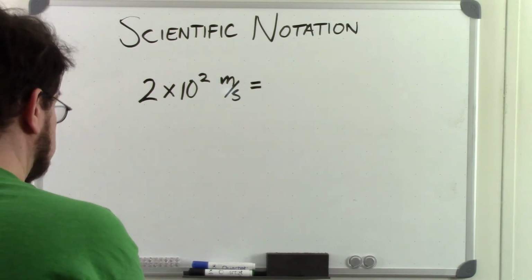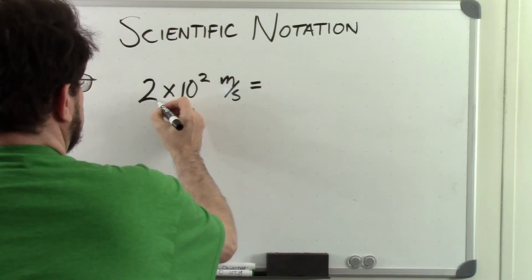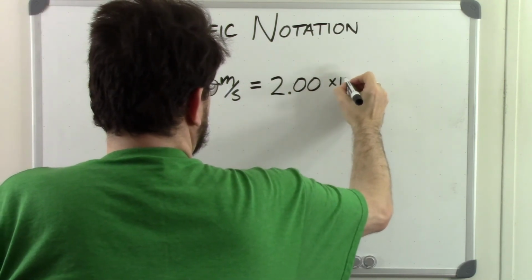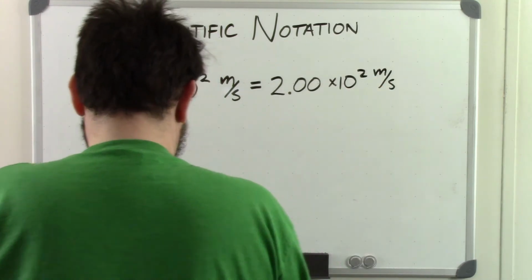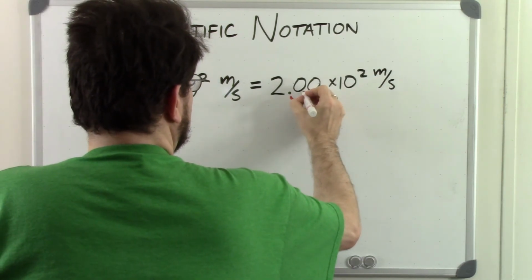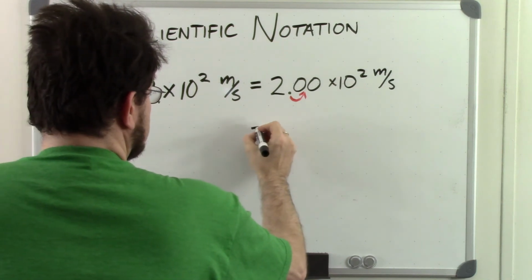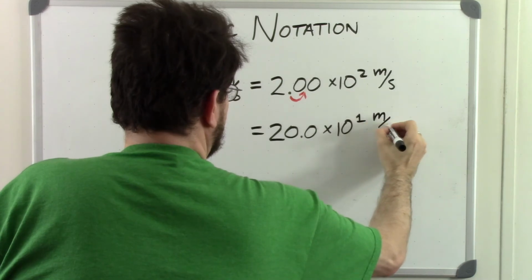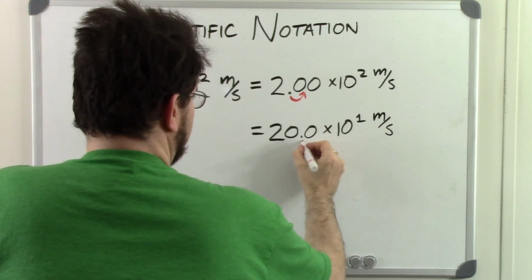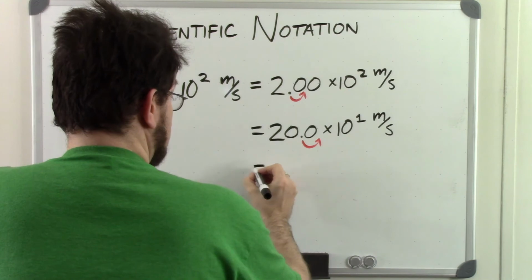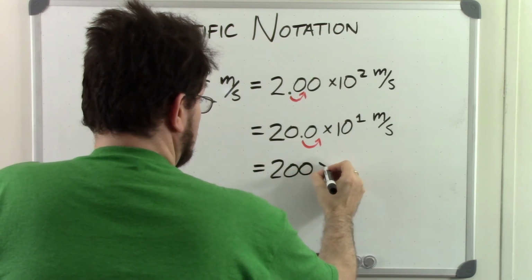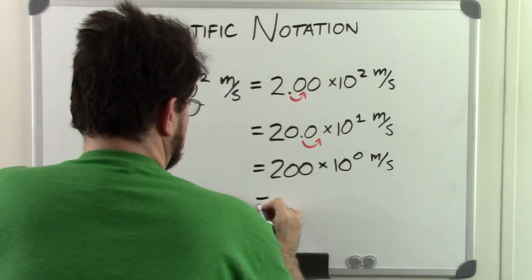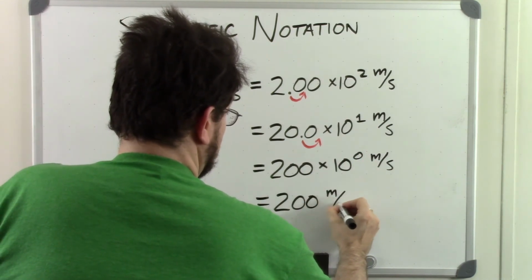So for example, a jet aircraft has an airspeed of 2 times 10 to the 2 meters per second. What's that as a decimal? Well, we want to reduce the exponent from 2 to 0. To do that, we have to move the decimal 2 places to the right. So moving it 1 place to the right, we get 20 times 10 to the 1 meters per second, and moving it another place to the right, we get 200 times 10 to the 0 meters per second. 10 to the 0 power means don't multiply at all, so we can leave it out of the equation, and we get 200 meters per second.